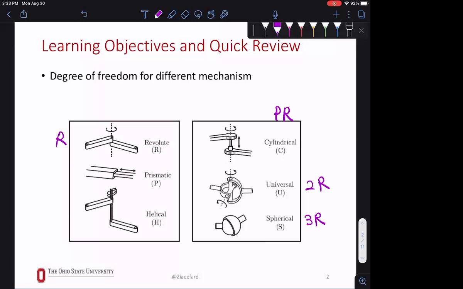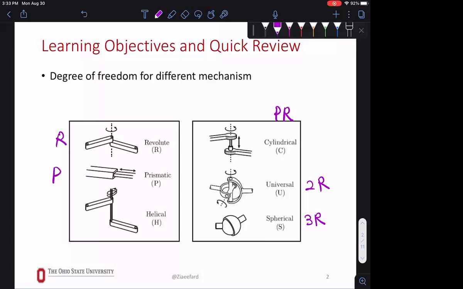So remember that we had questions about spherical joints. How do we model them? We model them as 3R. So we can put 3R right on top of each other on each axis of rotation, and that's how you model a spherical joint.